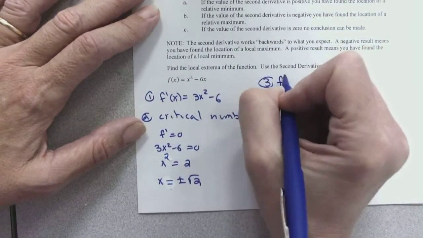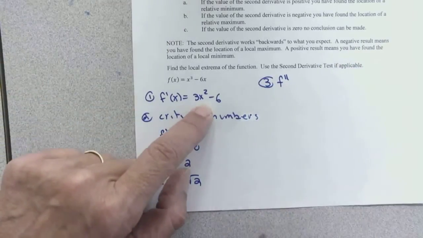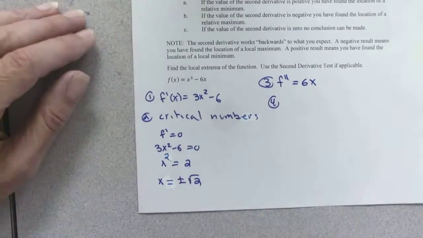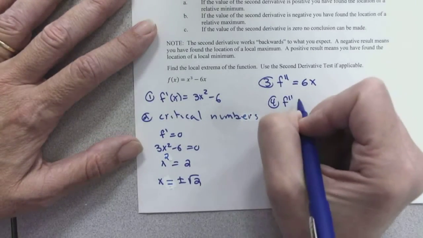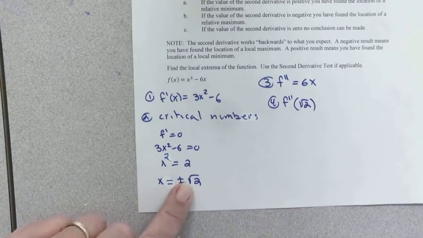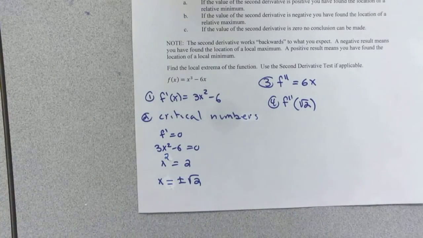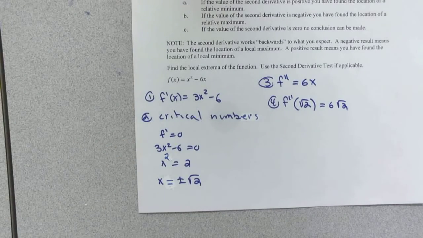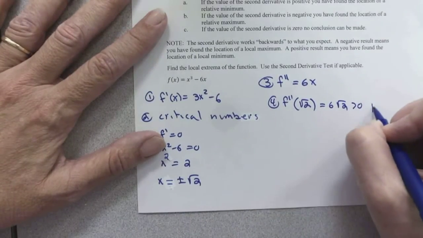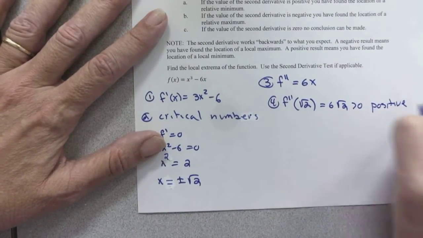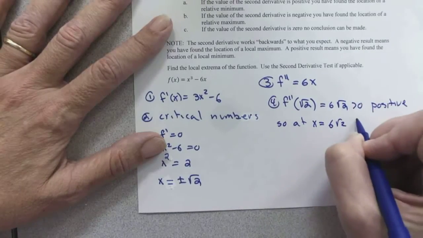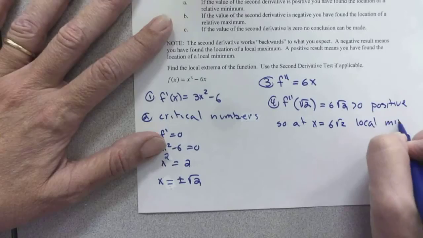3, second derivative, and there was my first derivative, so second derivative easy enough, 6x. Then 4, I plug in my critical numbers. So I'm going to plug in x equals square root of 2. That's 6 square root of 2. Now I don't particularly care what the number is. All I care about is that it's positive or negative. That's greater than 0. It's positive. So at x equals square root of 2, I have a local minimum.